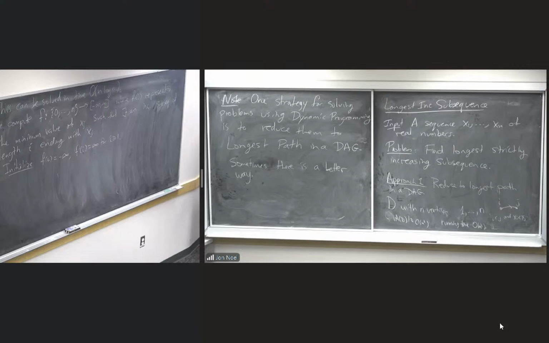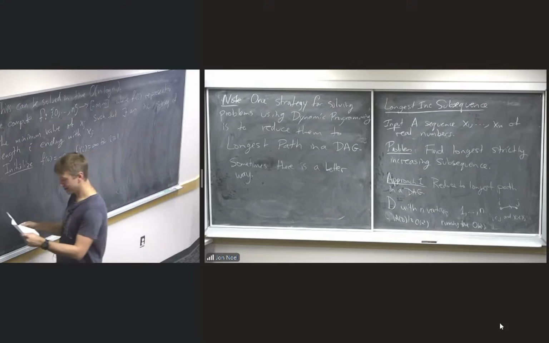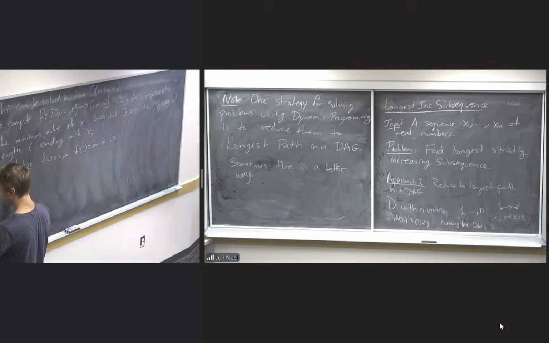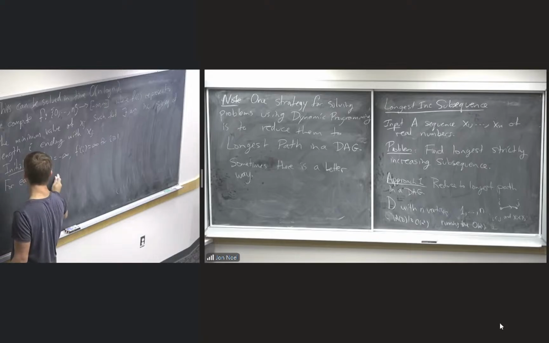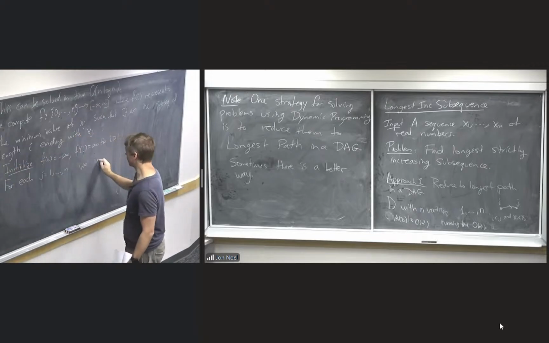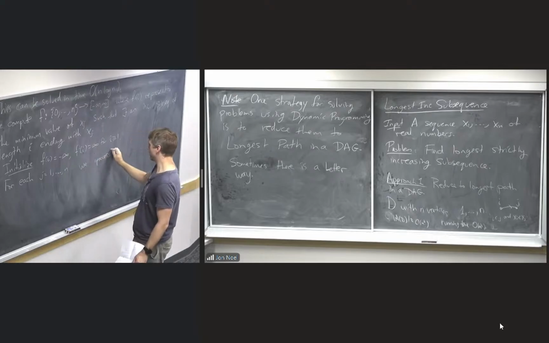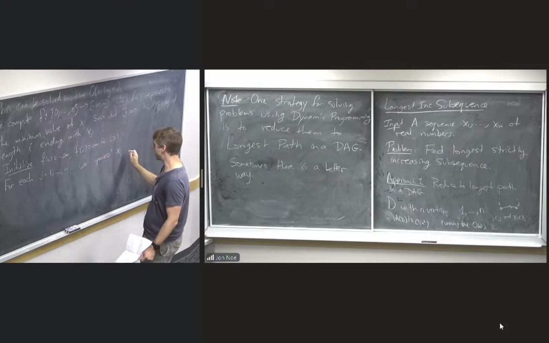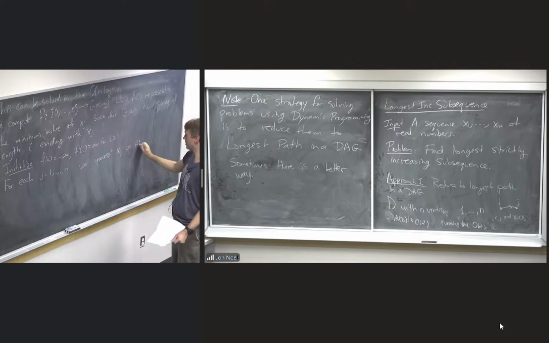Okay. Maybe I'll just write it and then we can see why this works. So for each j from 1 up to n, we process xj as follows.